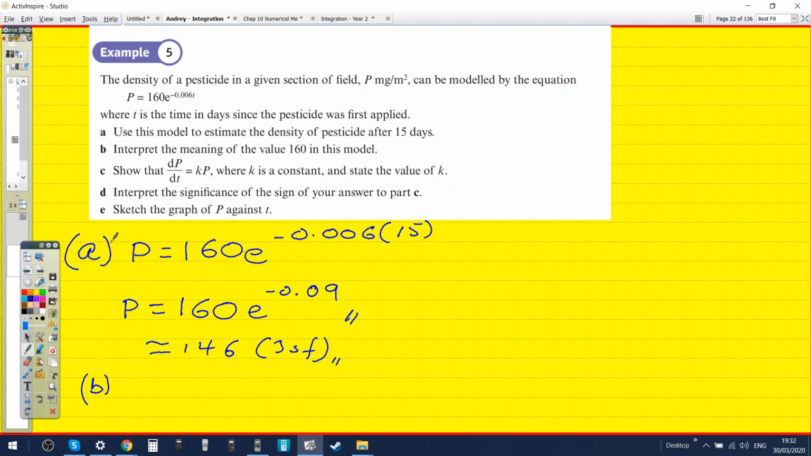How about B? Is that just the starting density? Correct, because it would be t to the power of 0. e to the 0 is 1, 160 times 1. So it's when the time is 0. So that's the starting density. C.